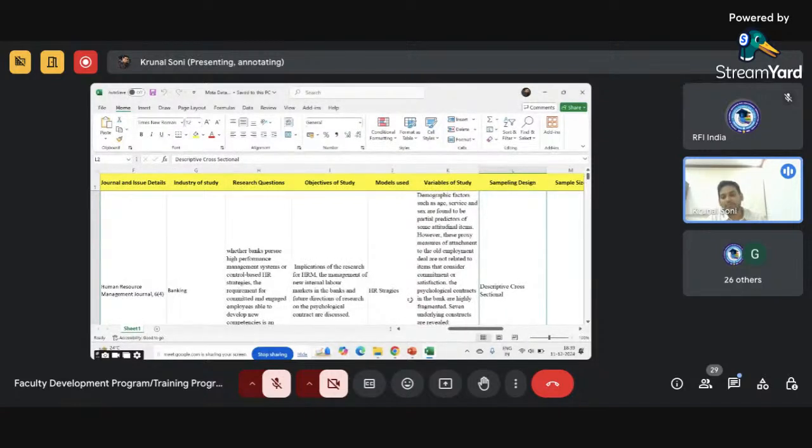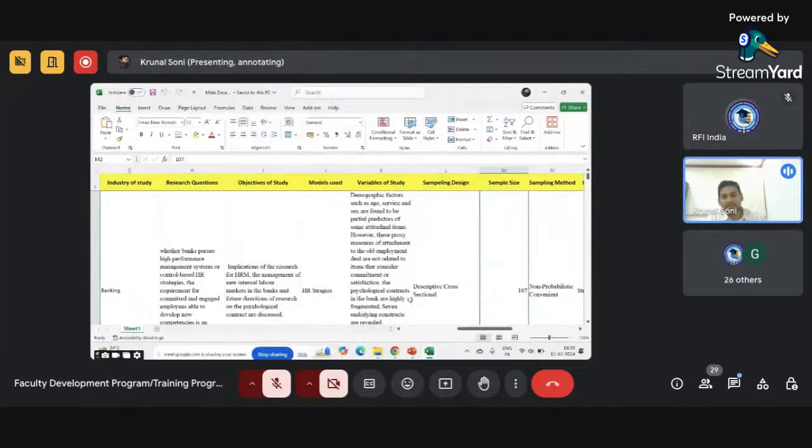Sample design. Whenever you have to collect your samples, you must decide the sampling design, because to whom you are targeting and how you are going to target this particular audience as a part of data collection. So based on this, you have to decide your sampling design. Sample size for your reference. If you are going for publication, 107 sample size this person has taken up. So you should also go with that part.